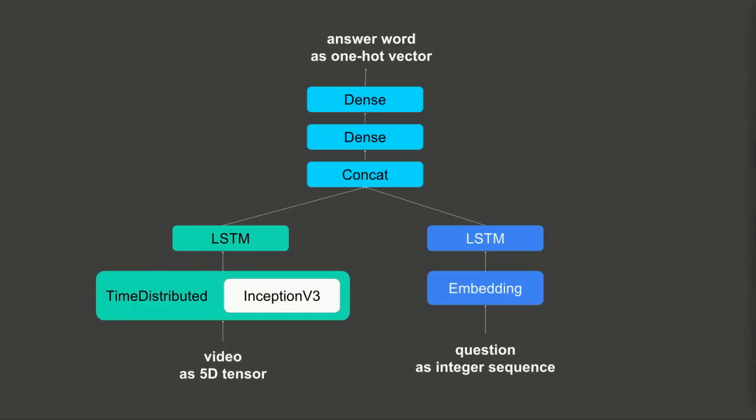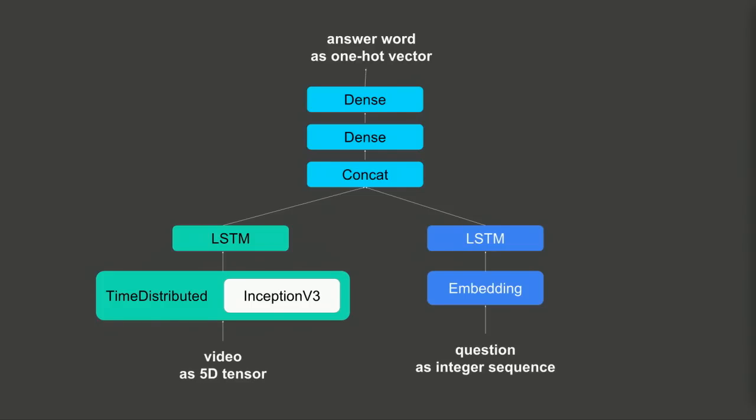This figure is a very straightforward translation of our model into a Keras implementation. On the video encoding side, we have this Inception V3 ConvNet, and we use a time-distributed layer to essentially apply this ConvNet to each frame alongside the time axis of an input video tensor. And then we pipe the output through this LSTM layer, which will reduce it to a single vector.